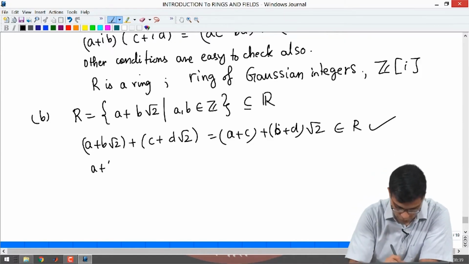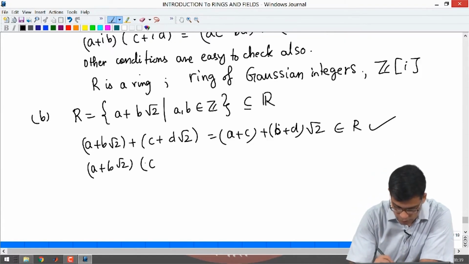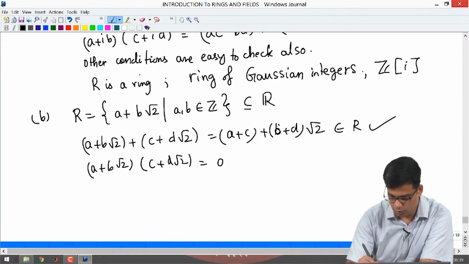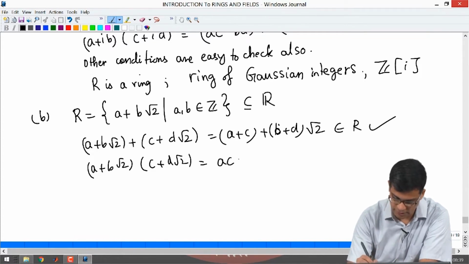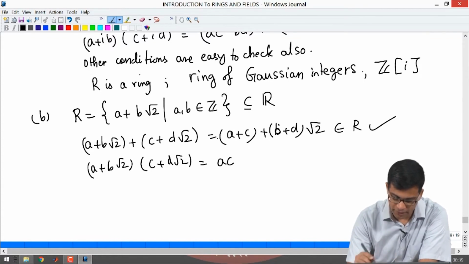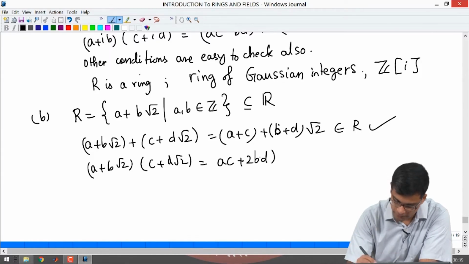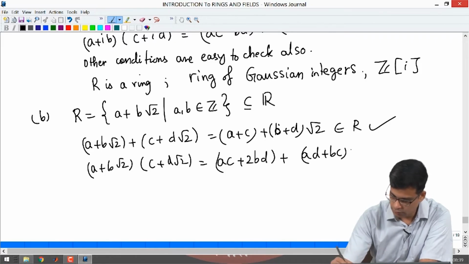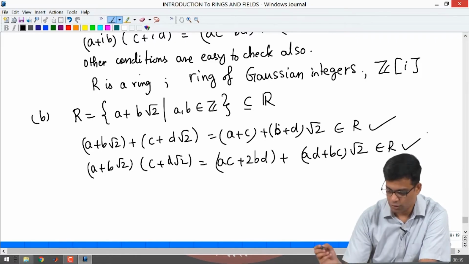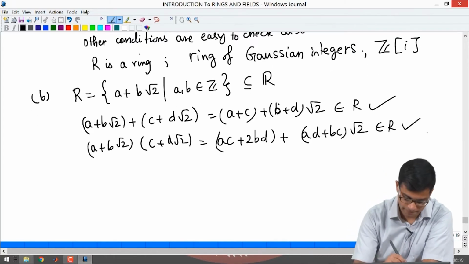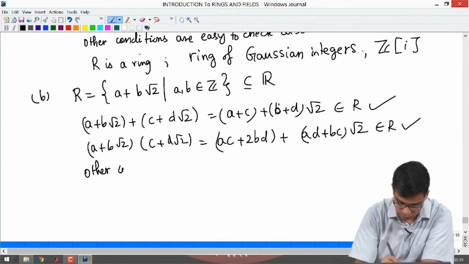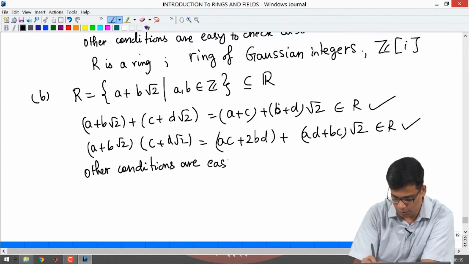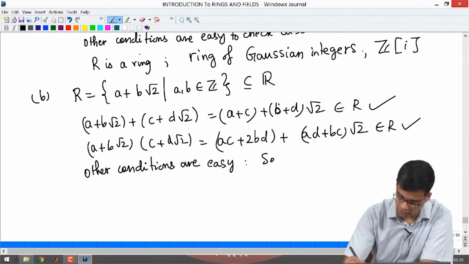So, let us check the product. A plus B root 2 times C plus D root 2. Now, root 2 times root 2 is 2. So, it will be AC plus BD times 2, that is AC plus 2BD, plus the root 2 term will be AD plus BC, right. This is also in R, and the other conditions are also easy. That I am going to leave for you. The crucial thing, as I said, is the product. So, R is a ring.